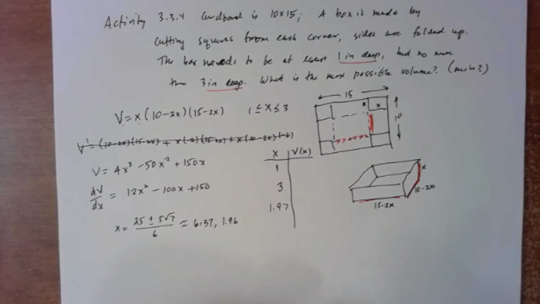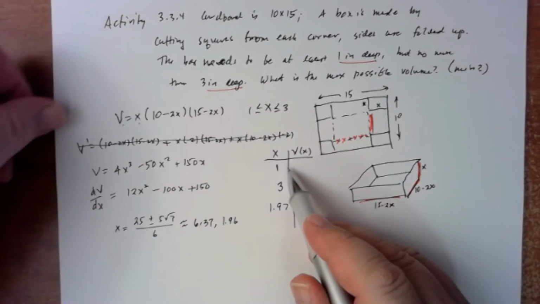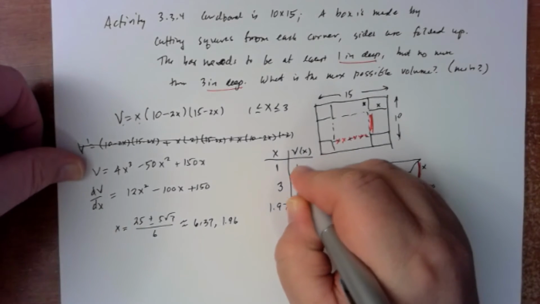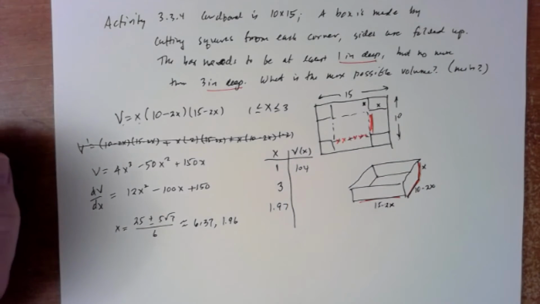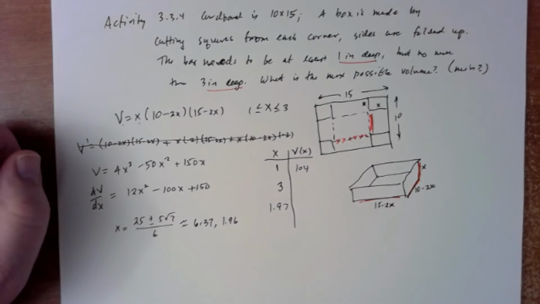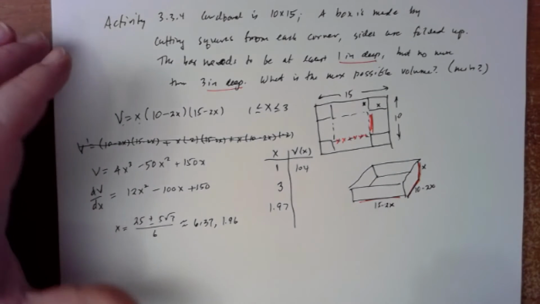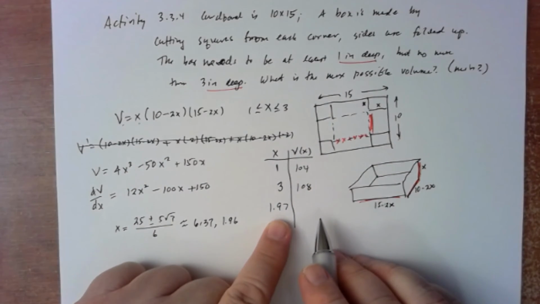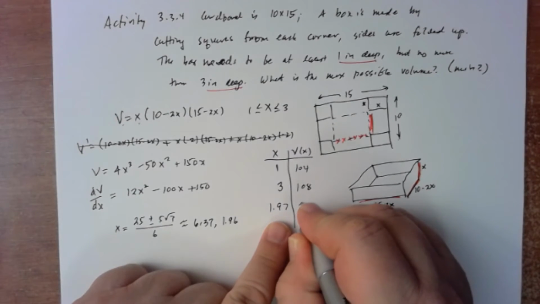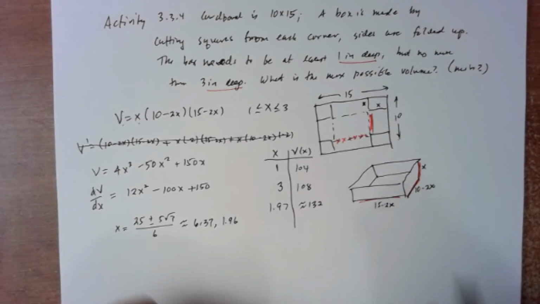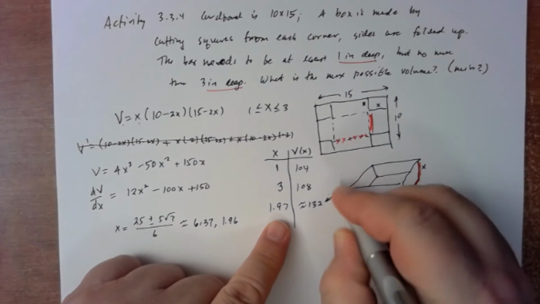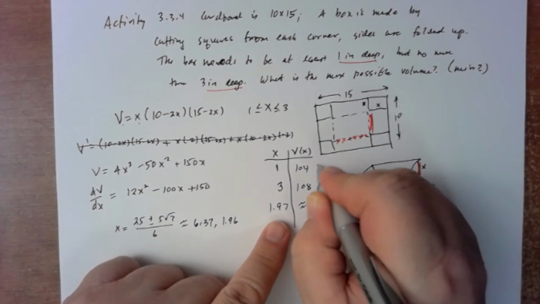Alright, so I've got some numbers here. When I plug 1 into my volume function, either form, I get 104. If I plug in 3, I get 108. And when I plug in 1.96, I get approximately 132. So on this interval from 1 to 3, it looks like this is going to be our max, and that will be our min.